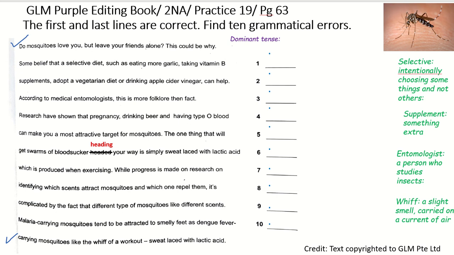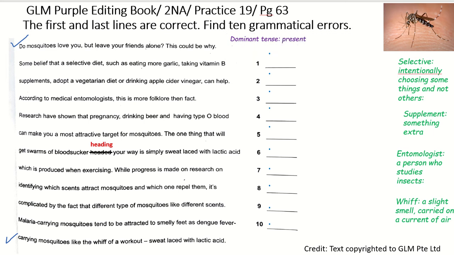What are you looking out for? You are looking for the verbs such as love, okay, verbs. This is, okay, have shown, okay, get, is, these are all verbs. So what is the dominant tense that you spot in these verbs? Present tense. Okay, great. So you just write present tense.